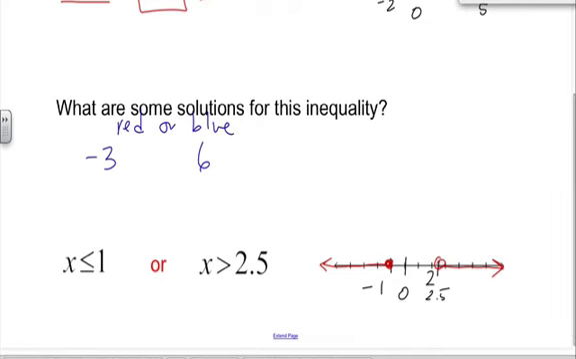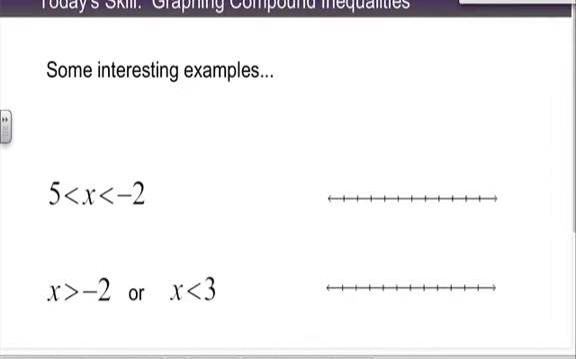I did want to go over a couple of weird, interesting examples. So let's look at this one. If we have 5 is less than x and x is less than -2. First of all, let's think about what this means. If I have 5 is less than x, that's like saying x is greater than 5. And since this is written all together, this would be an and, x is less than -2.